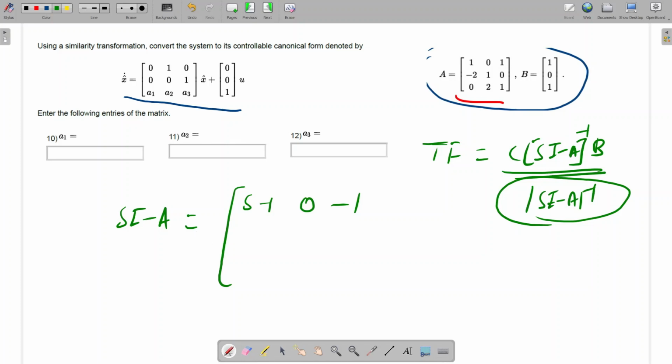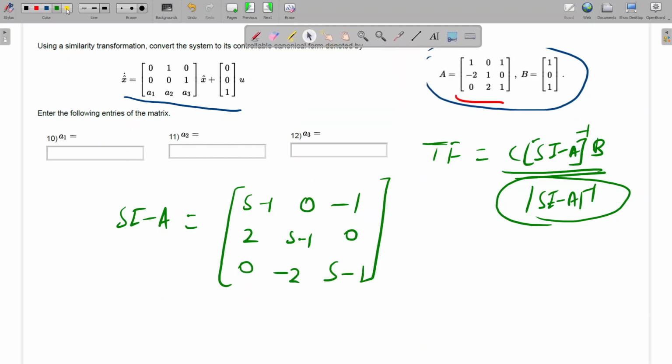That second will be 2, S minus 1, and this will be 0, and third will be sI minus A. So it will be 0, minus 2, S minus 1. Is it correct? This sI minus A matrix is correct? Yes, sir. Okay.